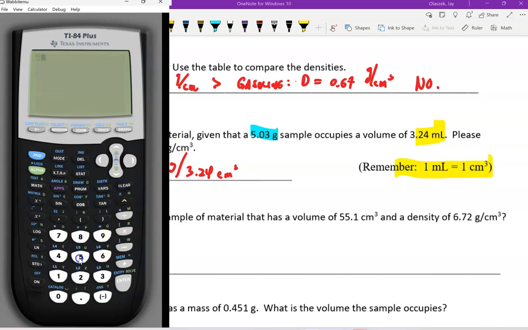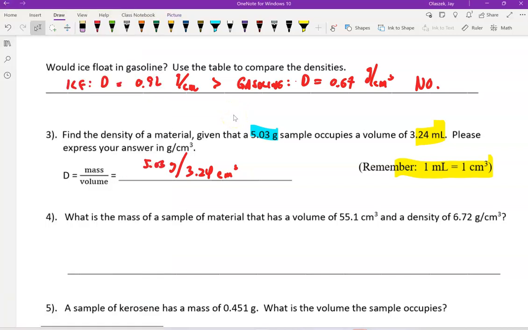And we'll say 5.03 divided by 3.24. And of course our units will be in grams per cubic centimeter, and this is telling us we have a density of 1.55 grams per cubic centimeter, because cubic centimeters and milliliters are the same thing. All right, let's get another piece of helpful information from another activity we did.